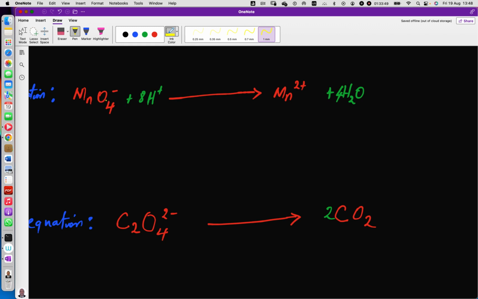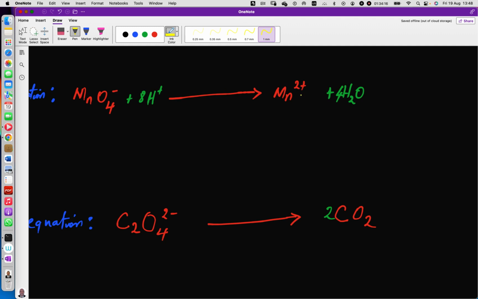Here there's a +1 and a -1. There are 8 pluses here, and the 8 pluses and 1 negative give 7 plus. We have only 7 positive charges there. Now, we have 2 positive here.